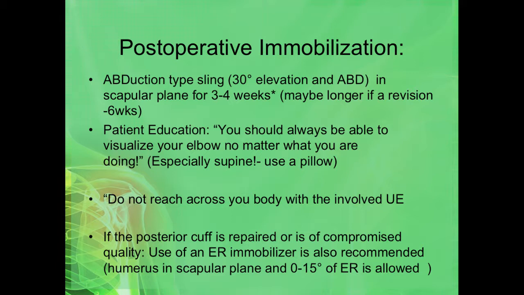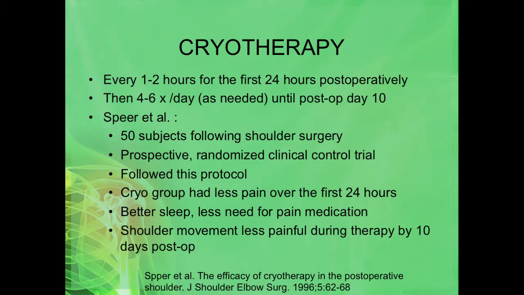And if they had a posterior cuff, so we know the posterior cuff is the teres and the infraspinatus, if it was also repaired at the time of surgery, the patient will most likely be in an external rotation immobilizer, where they only allow about 15 degrees of external rotation. A lot of times in these patients, pain and swelling is a limiting factor, so cryotherapy is used quite often postoperatively, and they'll be educated on the importance of reapplying it.